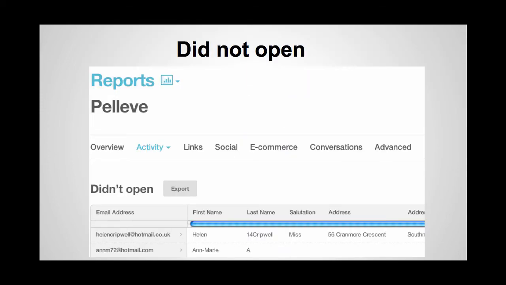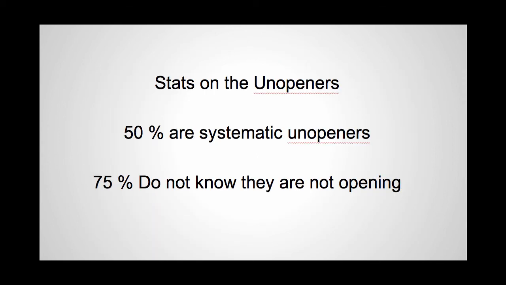Let's jump on then to secret number 3. The did not opens. It's very, very exciting, isn't it? These titles. Here in MailChimp, we did a Peleve radio frequency treatment machine campaign recently, and we can find out who did not open these emails. There's a few things you need to know about the non-openers. Okay, so here are some stats.